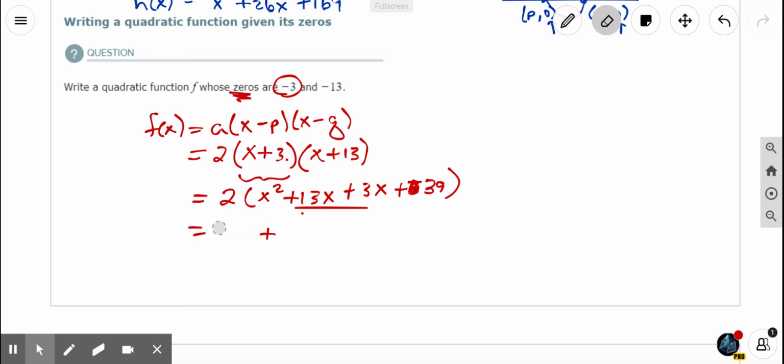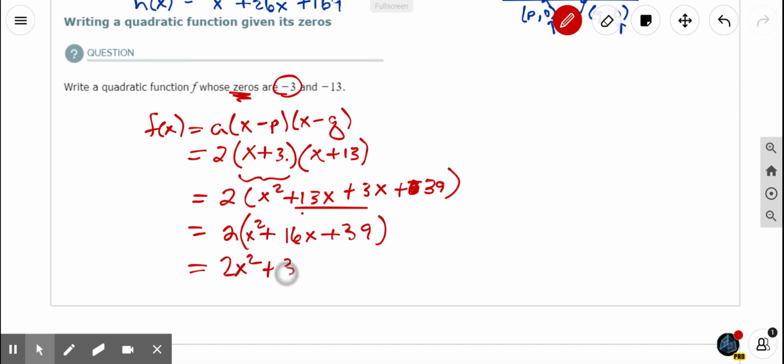Okay, so here we go. We got 2 times x squared plus 16x plus 39. And then we multiply out: 2x squared plus 32x plus, whatever 39 times 2 is, it's 80 minus 2, which is 78. That could be a solution, depending on whatever you put for a. This is the critical point where you plug it in. This is the most important part.